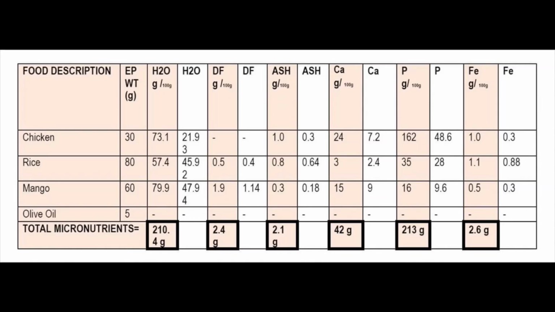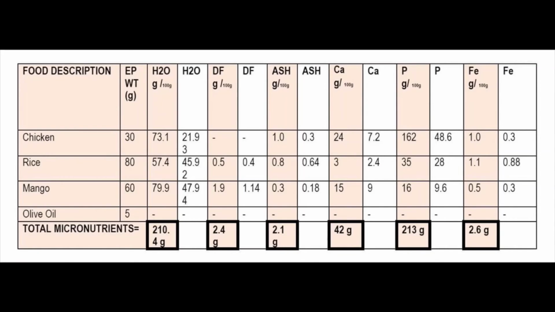So for the mango, it's 60 EP weight grams. Water total is 79.9 and 47.94. So the dietary fiber is 1.9 and 1.14. So the ash is 0.3, 0.18. The calcium is 15 and 9. So phosphorus is 16 and 9.6. And the iron is 0.5 and 0.3. Olive oil, it has none, but the EP weight is 5 grams.